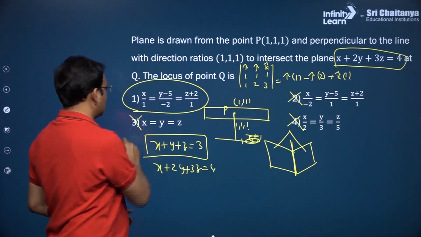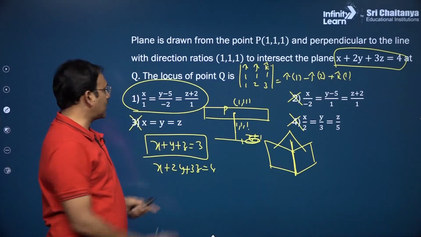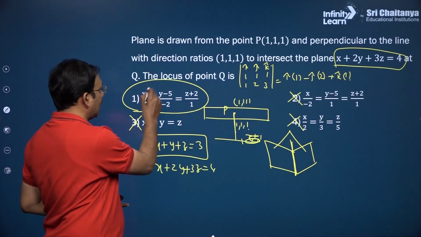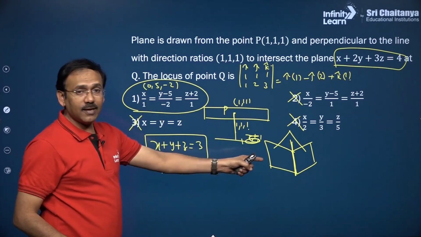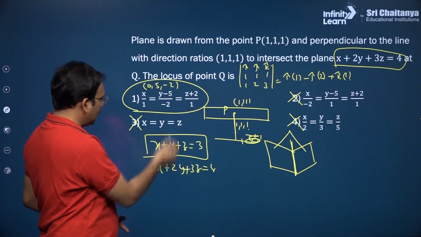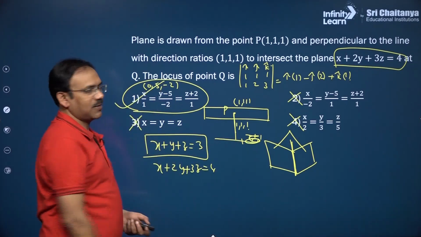So, you can remove this, my dear friends, and you need to find one point. If this is the answer, the point given on the line, 0 5 minus 2, must be there on the line, means it must be there in both the planes. Substitute, correct, correct. So, this is the answer undoubtedly.